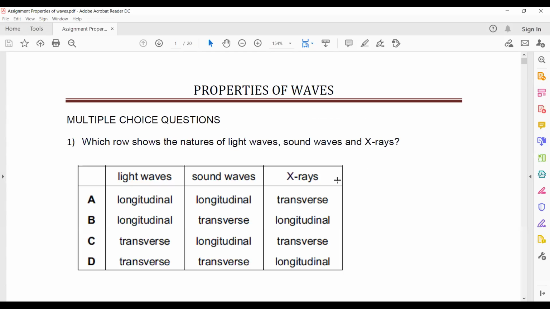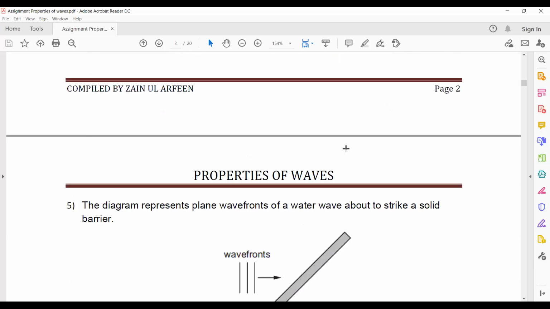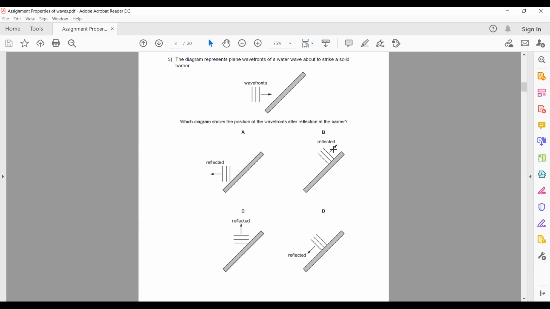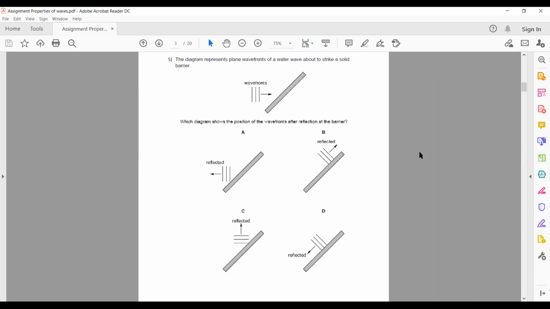Now some questions. There is another property, diffraction, that we'll discuss tomorrow, because I told you it will be a short class, so I just want to go through the refraction part. Question 5: the diagram represents a plane wavefront about to strike a solid barrier. Which diagram shows the position of the wavefront after reflection? A, B, C, or D?